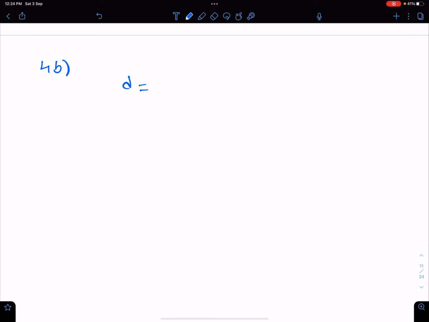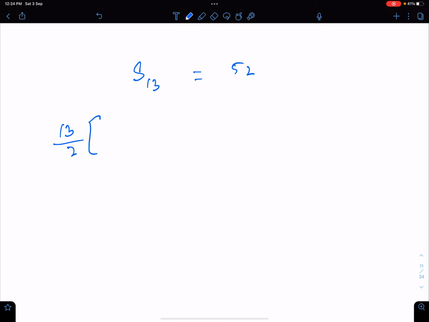So D is T2 minus T1. And T2 of this question is cos theta plus sine square theta. And T1 is cos theta. So D is sine square theta. Now we have to use this given information. S13 is 52. So 13 upon 2, 2a, a is cos theta, 12d, d is sine square theta, is equal to 52.